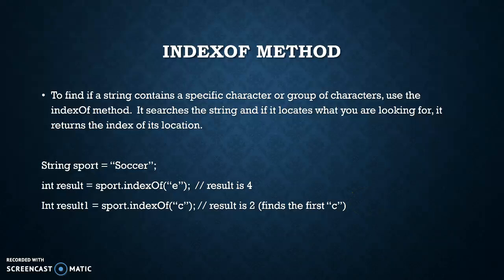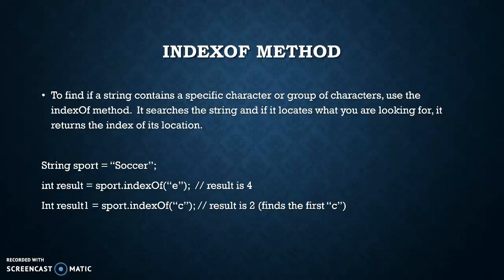Welcome back. We were in the process of using the indexOf method to find the index position of a particular letter in a string. So again, we were on result, and we've got sport.indexOf looking for the E, and what would get returned into result is the number 4 because the E is in the 4th index position starting with 0. So the S is 0, O is 1, C is 2, C is 3, E is 4. So we would get 4 returned.